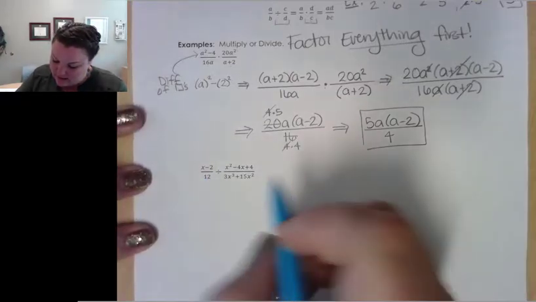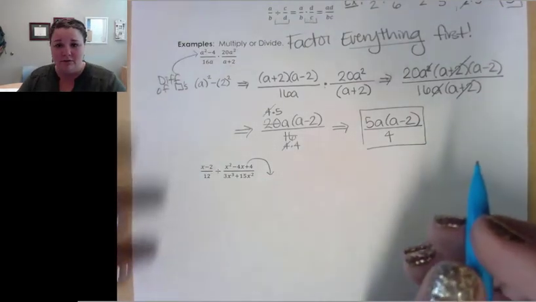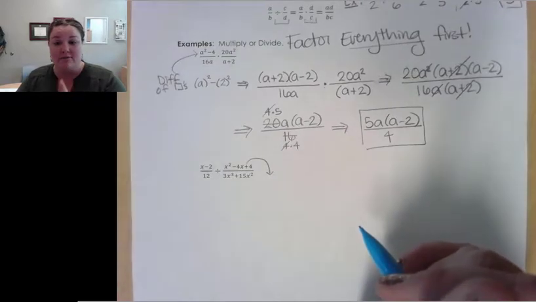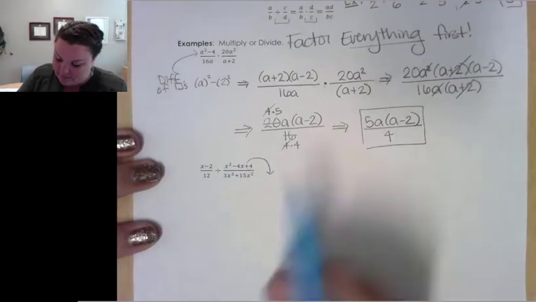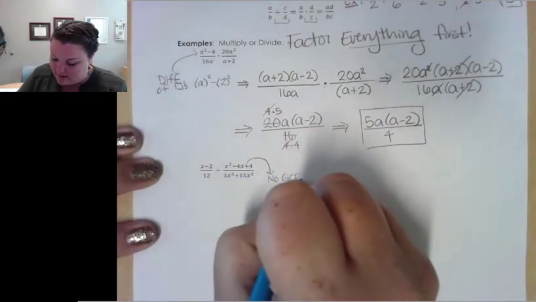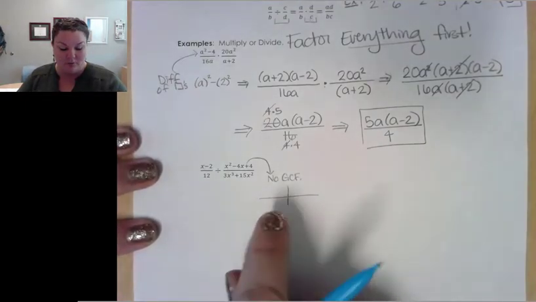So let's go ahead and look at this guy right here. This guy is a trinomial. So I'm going to use the sum product chart, but always make sure you check for greatest common factor first. Here I don't have a greatest common factor, so I'm going to go ahead and say no GCF, and then I'm going to do my sum product chart.